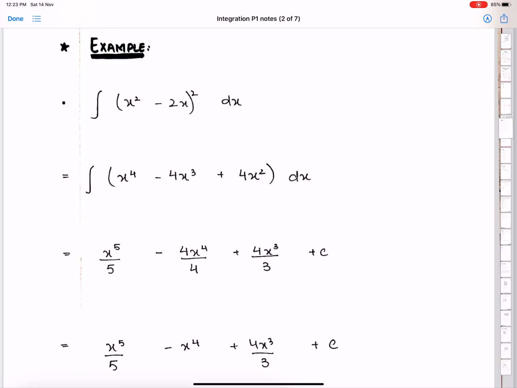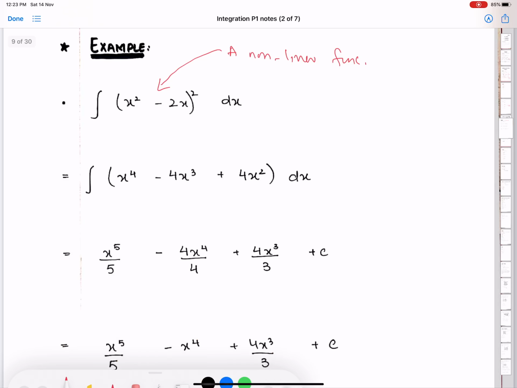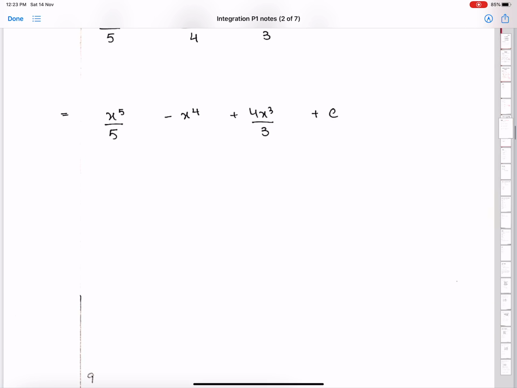Again, this is the non-linear function. So we need to expand this expansion by using a minus b whole square. This is the simplified form, and then you can integrate it. Give your answer in the most simplified form. This is the most simplified form.